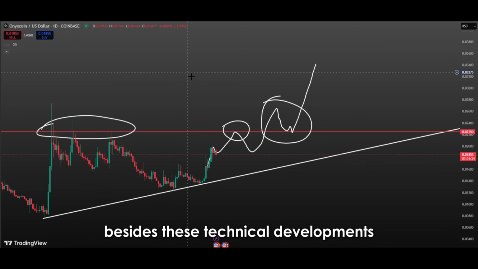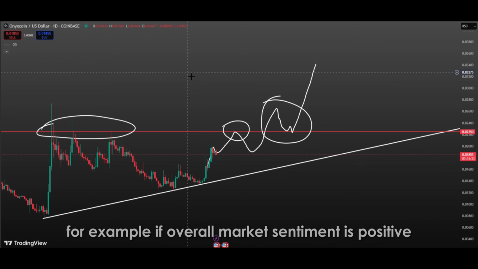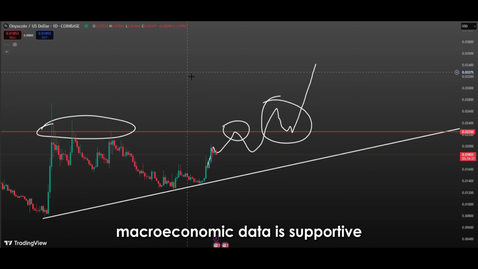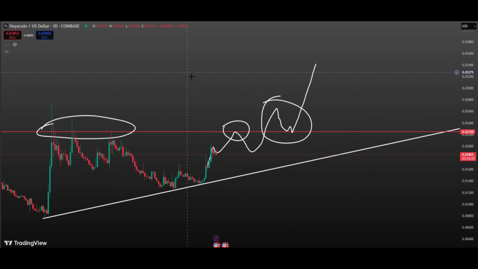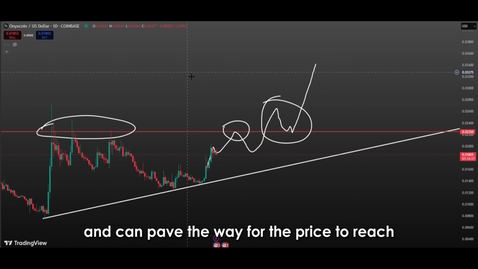Besides these technical developments, the current market atmosphere also supports the upward price movement. For example, if overall market sentiment is positive, macroeconomic data is supportive, and sector-specific news is favorable, the post-breakout rally may be much stronger and more sustainable. In this sense, the technical breakout is merely the starting point and can pave the way for the price to reach much higher levels.